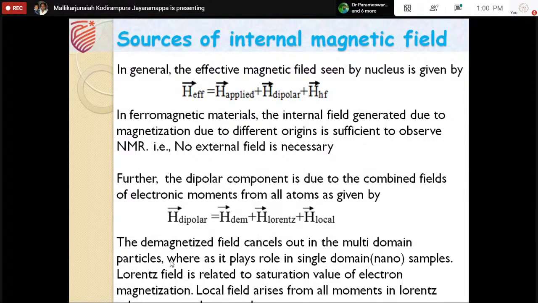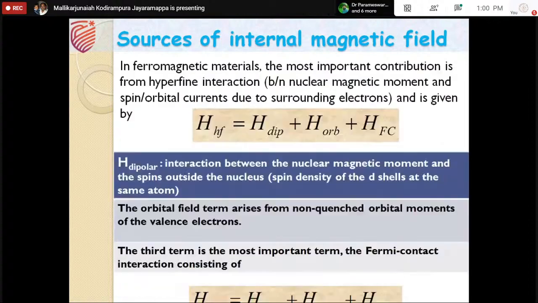What do you mean by domain? Whenever we make certain systems, domains are formed in these ferromagnetic systems, where it plays a role in single domain nano samples, while this demagnetization field cancels out in multi-domain particles. And the second term, the Lorentz field, is related to the saturation value of the electron magnetization. And the local field, what we have given here, arises from moments in the Lorentz sphere except the central moment. Let us come back to this point once again.